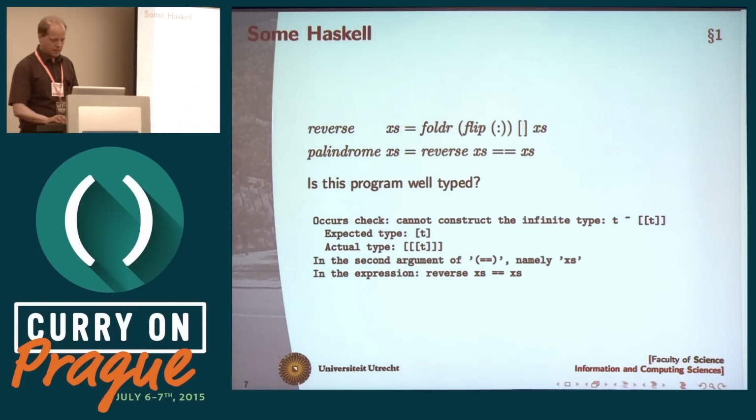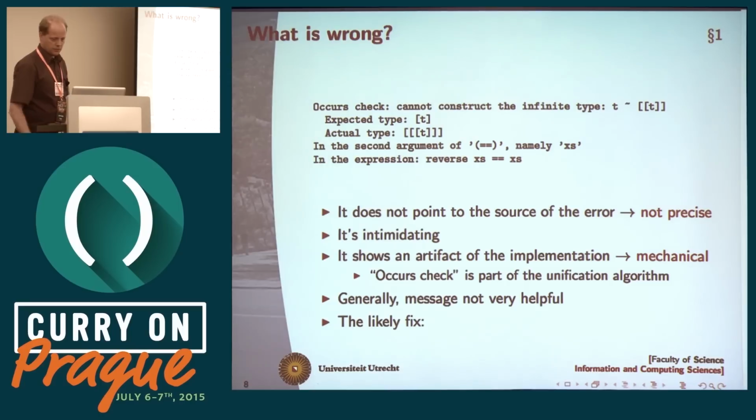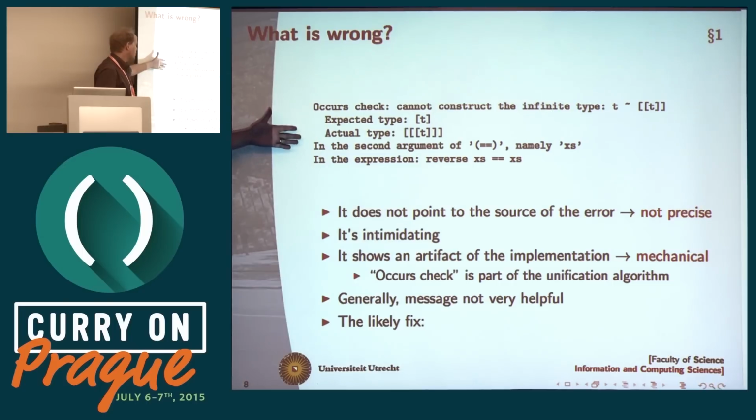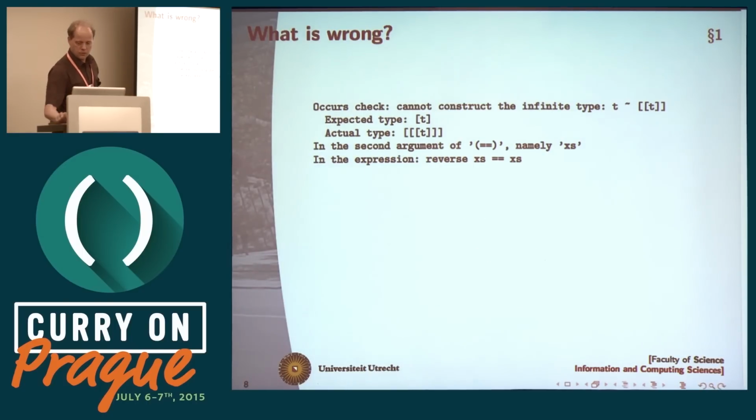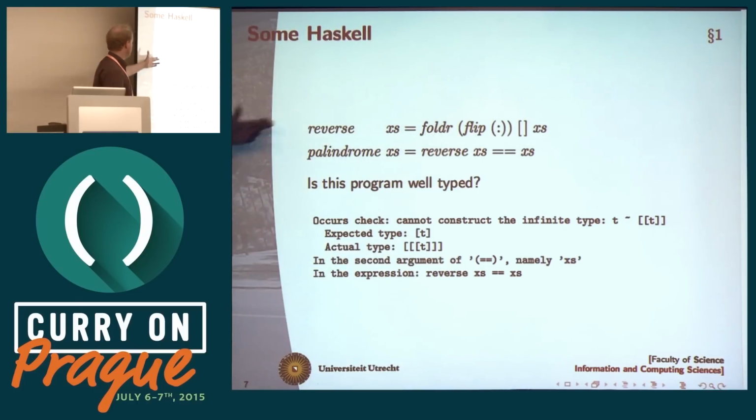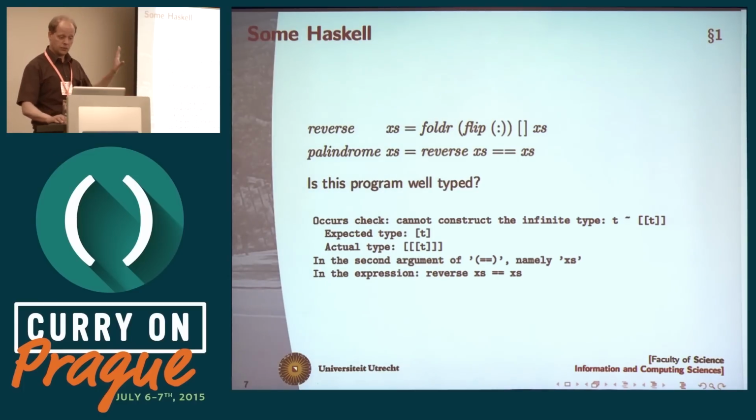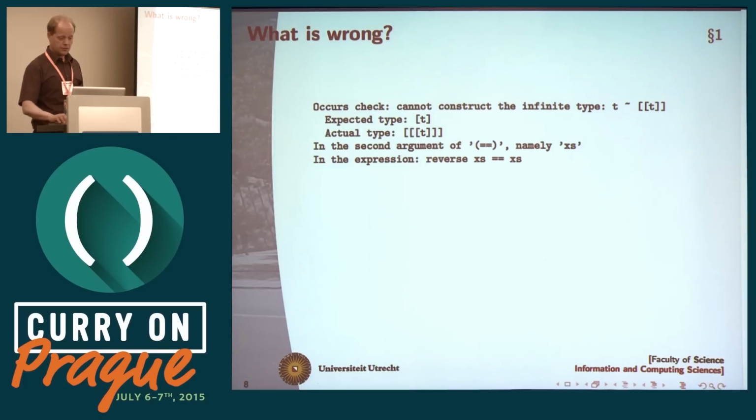All right, so let's look at it in a bit more detail. First of all, it doesn't say where the error really occurs, because it says something about reverse xs equals xs. But actually the problem, if we know our interpretation of reverse and palindrome, is that this implementation is incorrect. Although it's type correct, it's still incorrect, but it only shows up when you use it later.